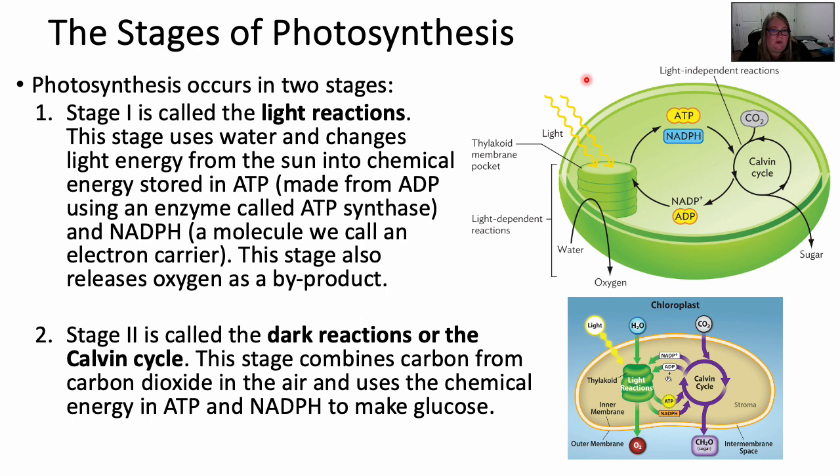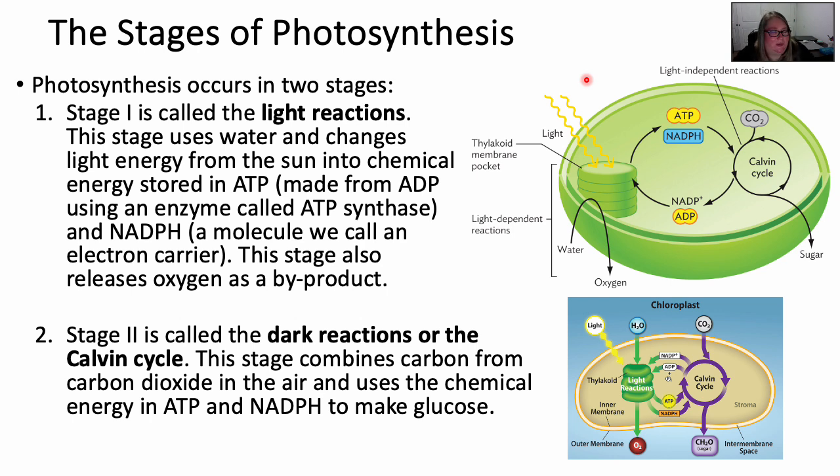Okay, so in stage 1, we're going to capture light energy. We are going to split water to get high energy electrons. We're going to use them to make ATP using ATP synthase, and we're going to make the electron carrier NADPH. Okay, and it's in the light reaction where we make oxygen. You need to know that.